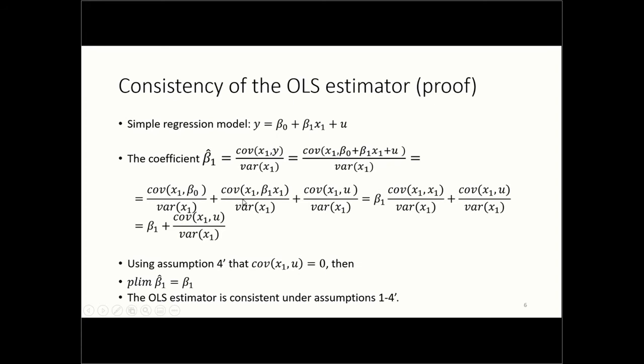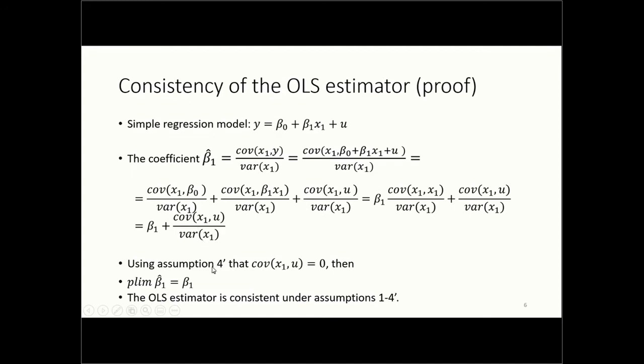The covariance of x1 and beta 1 x1 is the same as beta 1 times the covariance of x1 with x1 divided by the variance of x1. But looking at this expression, the covariance of x1 and x1 is exactly the same as the variance of x1. So this whole term would be equal to 1. And then finally, we're rewriting this term again. So now we have that the coefficient would be equal to the population parameter plus this expression, which has the covariance of x1 and u divided by the variance of x1.